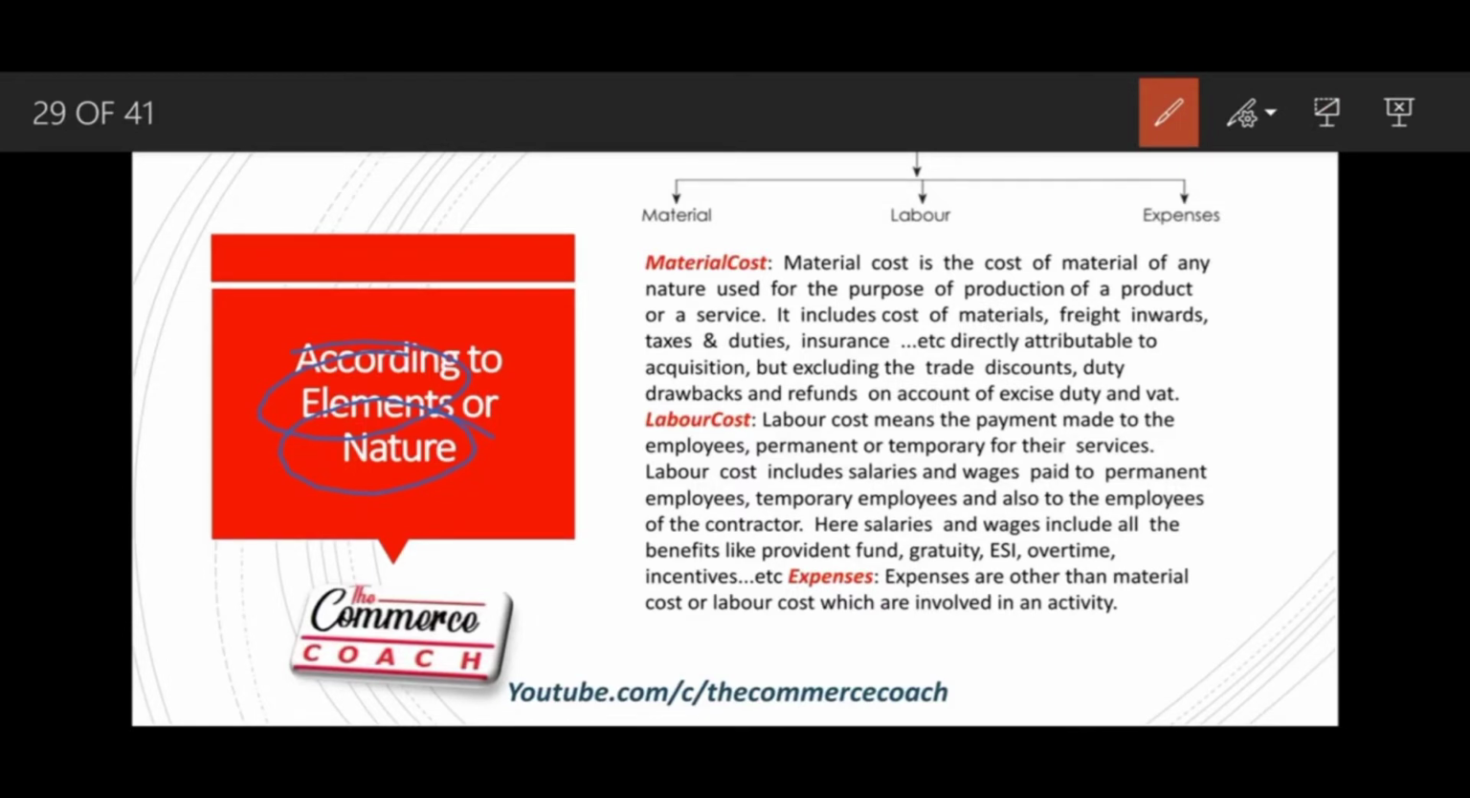Material cost. Material cost is the cost of material of any nature used for the purpose of production of a product or a service. It includes cost of material, freight inwards, taxes and duties, insurance, etc. directly attributable to acquisition, but excluding the trade discount, duty drawbacks and refunds. What is known as duty drawback? It is dealt with in customs, and refunds on account of excise duty and VAT.